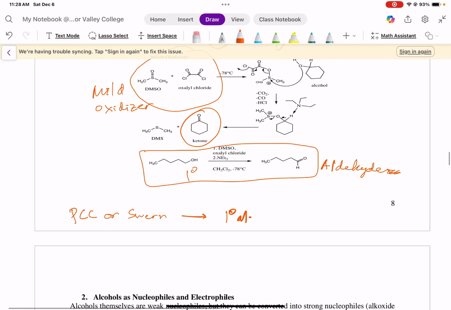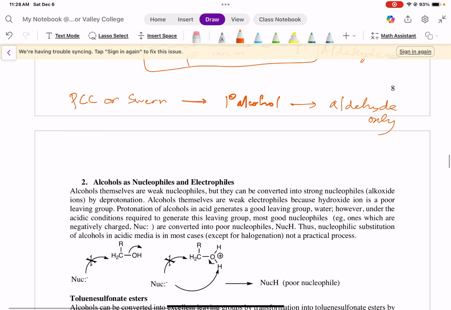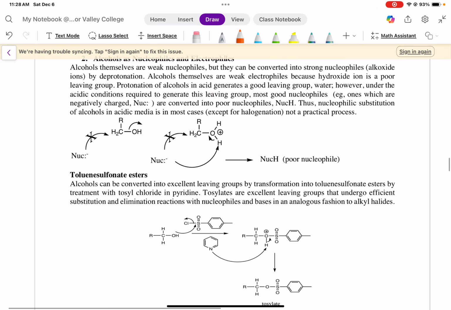primary to aldehyde, okay? Only. All right. Now, okay, so that's oxidations, reactions.